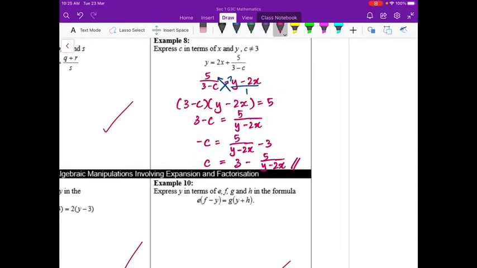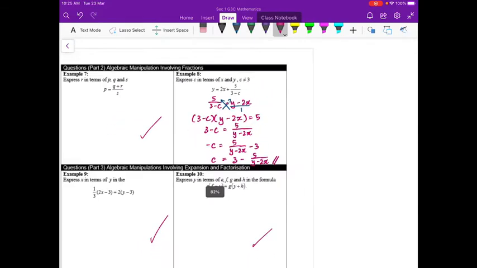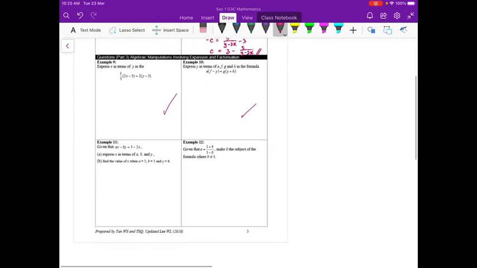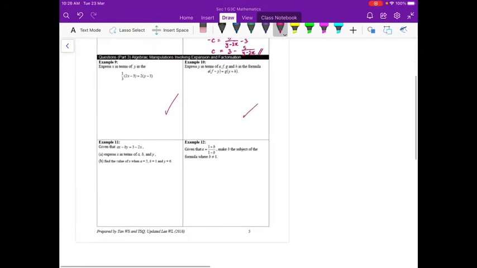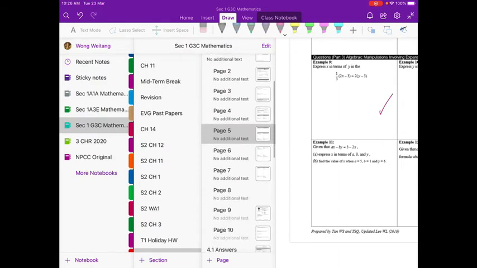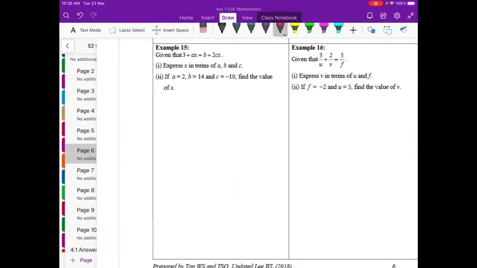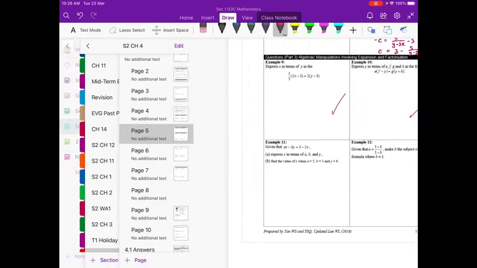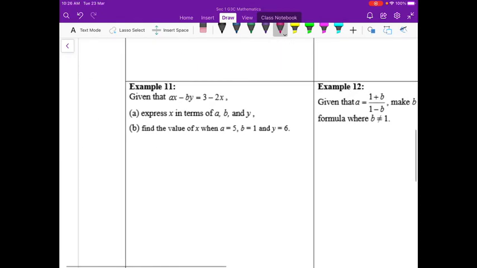So let's see what's left. Example number 11. Okay, take a look at example number 11 now. Okay, so given ax minus by is 3 minus 2x. So express x in terms of a, b, and y.